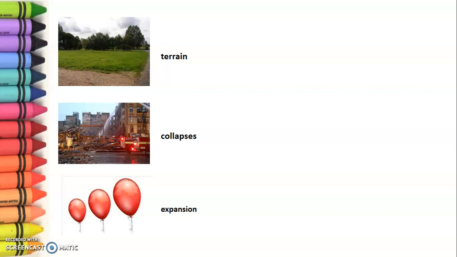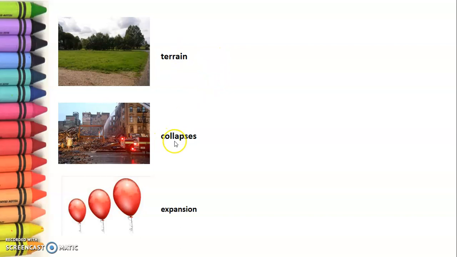Number 1, terrain, an area of land when considering its natural features. Here you can see the picture of the terrain. And I'm going to give you an example for this word. A jeep is ideal for driving over rough terrain.